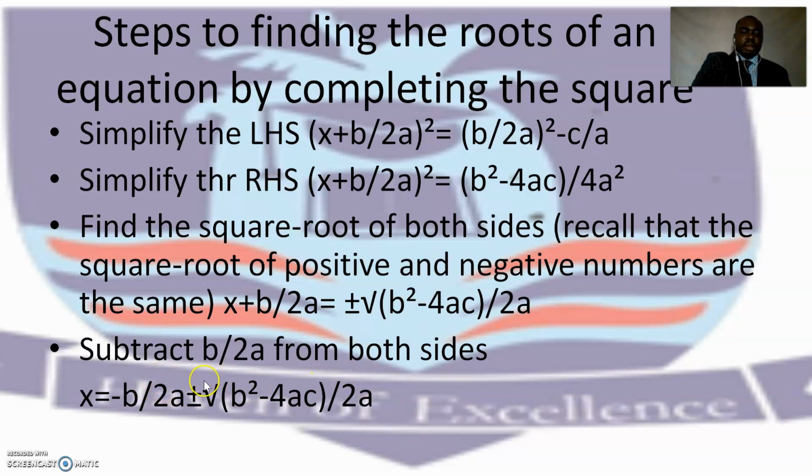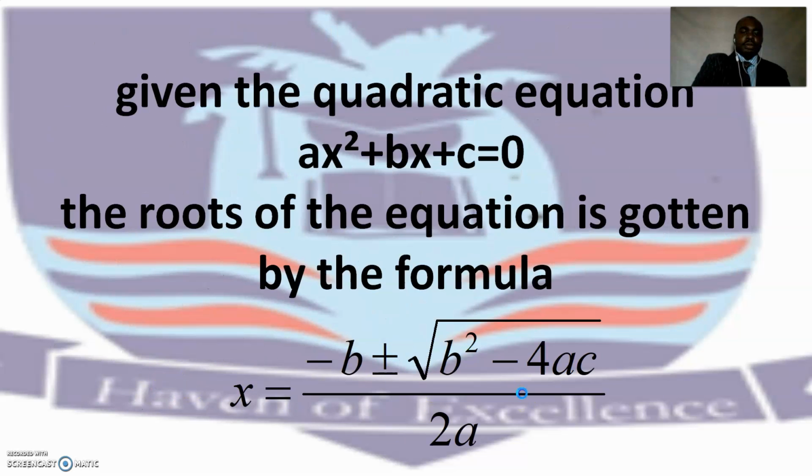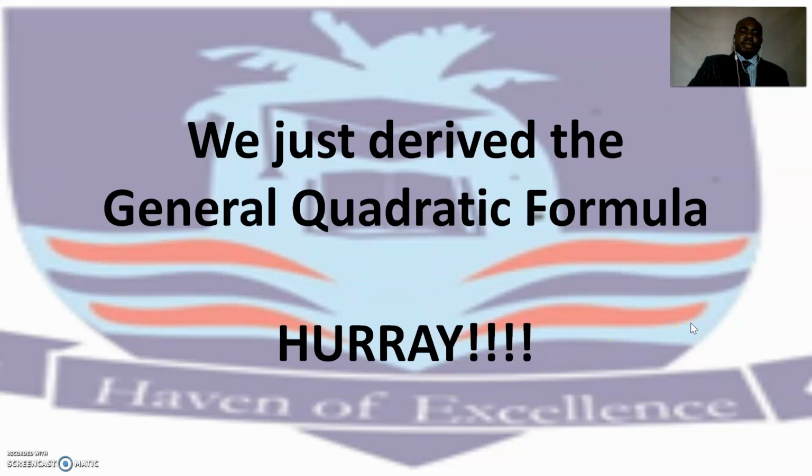These two have the same denominator, so we can simply add them to have a single fraction, giving us, for any quadratic equation ax squared plus bx plus c equal to 0, the root is going to be minus b plus or minus the square root of b squared minus 4ac all over 2a. As you've just noticed, we derived the quadratic formula. So this is the way the quadratic formula was developed, using the completing the square method.